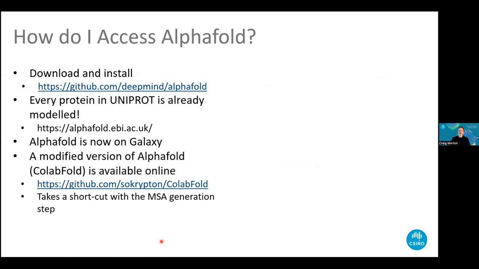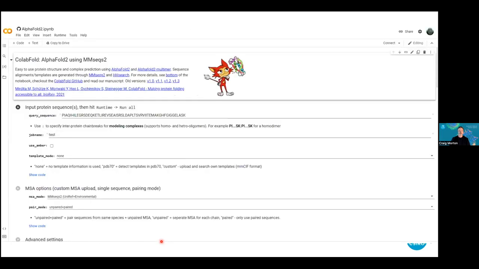There's a modified version of AlphaFold called ColabFold available online. So there's the link to the ColabFold GitHub. Now, ColabFold takes a short step with sequence alignment. It uses its own special process for rapidly aligning sequences. So it's somewhat faster than AlphaFold, though slightly less accurate. But if you've only got a couple of sequences to model, I would recommend trying ColabFold first.